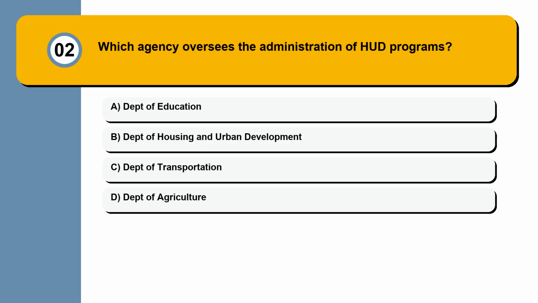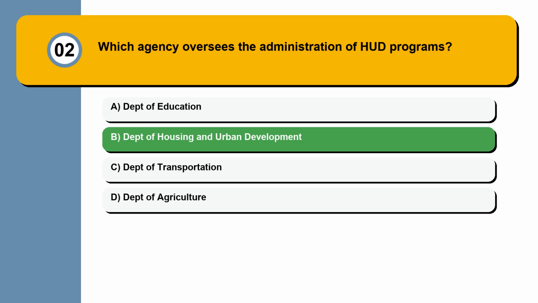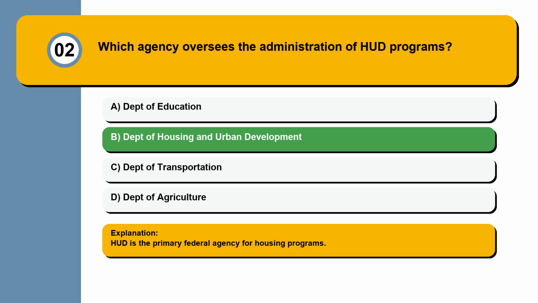Question 2. Which agency oversees the administration of HUD programs? Department of Education, Department of Housing and Urban Development, Department of Transportation, Department of Agriculture. HUD is the primary federal agency for housing programs.